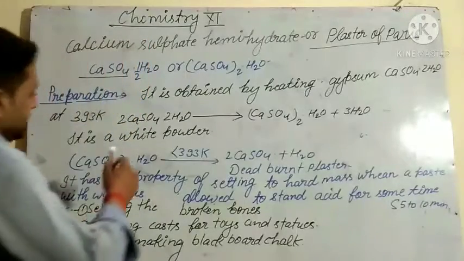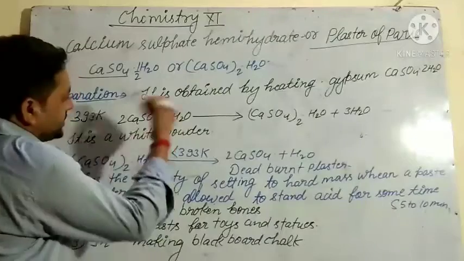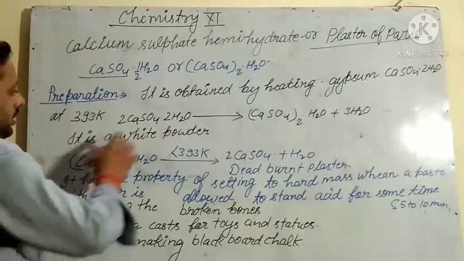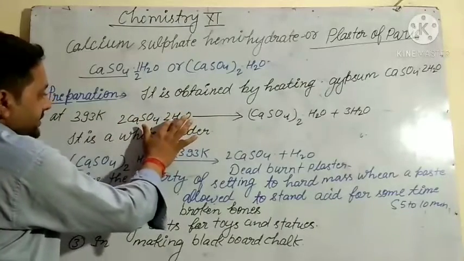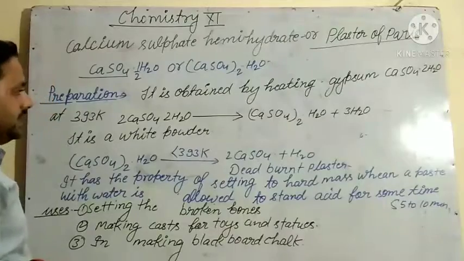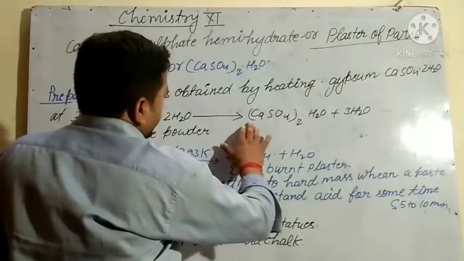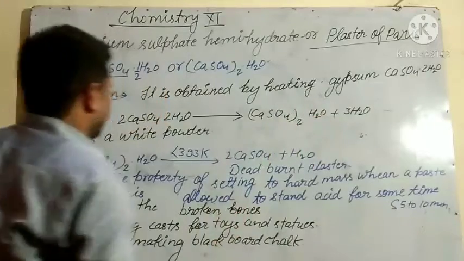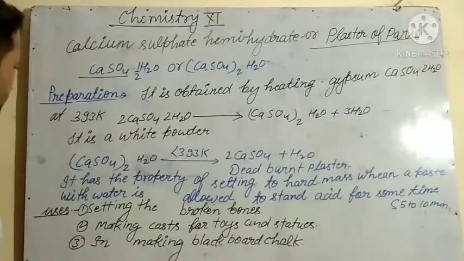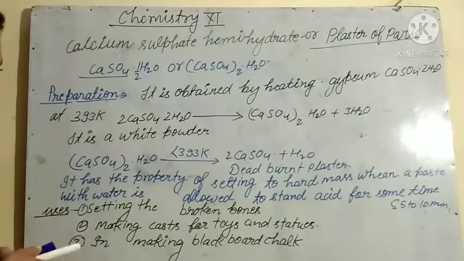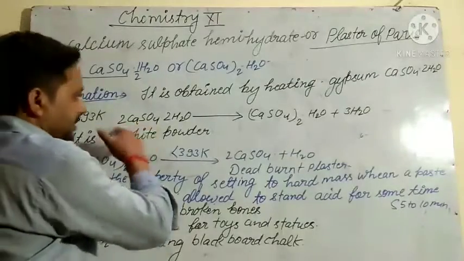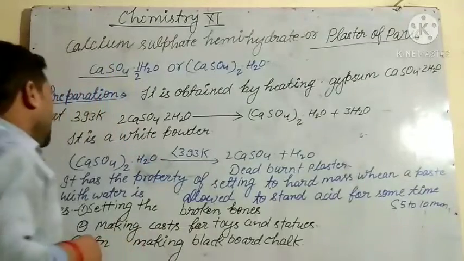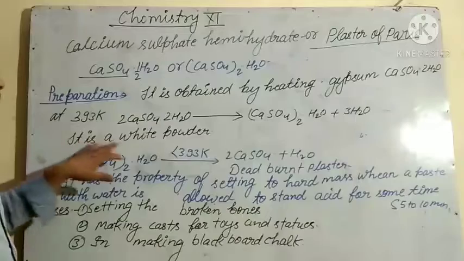When it is heated, it releases 3 water molecules. Because in this there are 4 water molecules, so 3 are released, and it forms calcium sulfate and H2O. The other way of writing it would be a little difficult to show, because a half water molecule is not easy to show, so we are using this. What is its nature? It is a white powder.